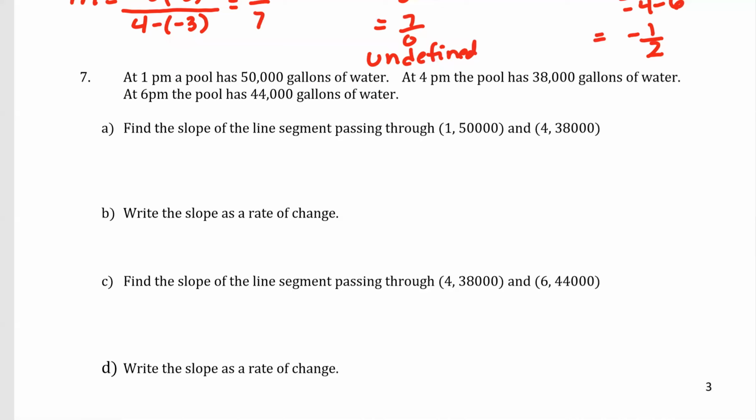And finally, our practice problem. At 1 p.m., a pool has 50,000 gallons of water. At 4 p.m., the pool has 38,000 gallons of water. At 6 p.m., the pool has 44,000 gallons of water. Find the slope of the line segment passing through (1, 50,000) and (4, 38,000). So that signifies what is happening between 1 p.m. and 4 p.m.